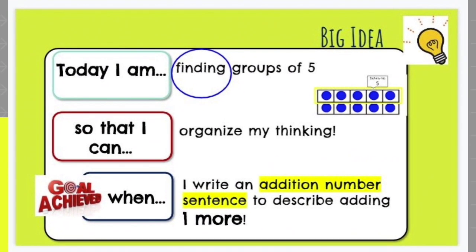Okay, let's take a look back at our goal from today. Today, we were finding groups of 5. Give me a thumbs up if you found by circling groups of 5. I hope you're giving me a thumbs up because you all used your spy eyes to circle with your mind groups of 5. We did that so we could organize our thinking. We stayed really organized today with our thinking. We used that 10 frame to help us. Our goal was to write an addition number sentence to describe adding one more.